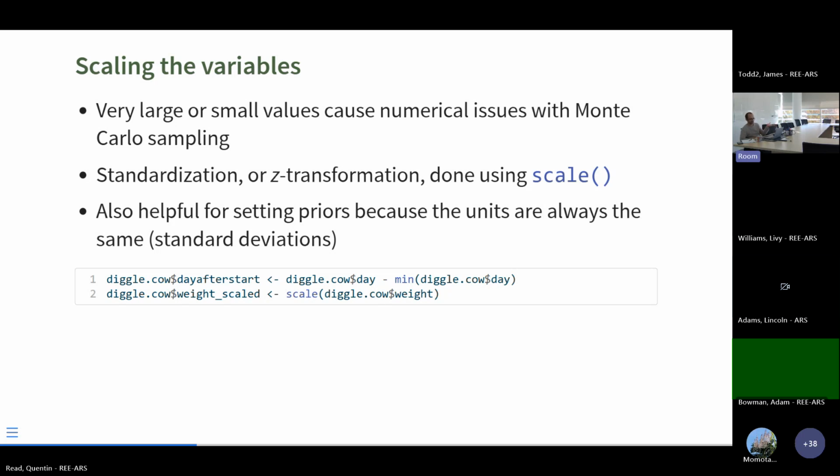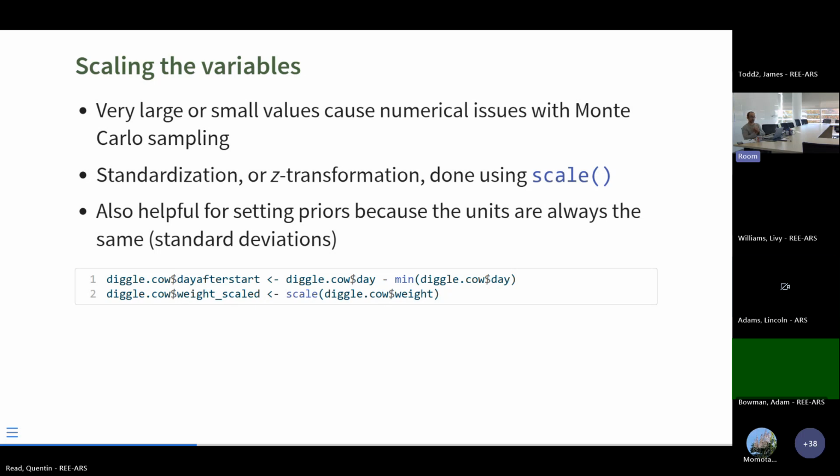You're not really transforming, you're just scaling the variables so that they are all in similar units, not going up to millions or 0.000001, but more like an order of magnitude of 1 to 10, all about the same. That helps a lot with the sampling. Another very useful reason to do that is that it helps a lot with the priors.